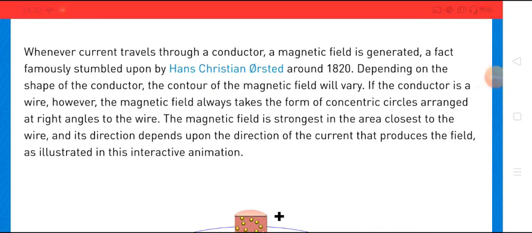So we can say that whenever current travels through a conductor, a magnetic field is generated, a fact that was famously stumbled upon by Hans Christian Ørsted around 1820. Depending on the shape of the conductor, the contour of the magnetic field will vary. If the conductor is a wire, however, the magnetic field always takes the form of concentric circles arranged at right angles to the wire. The magnetic field is strongest in the area closest to the wire, and its direction depends upon the direction of the current that produces the field.